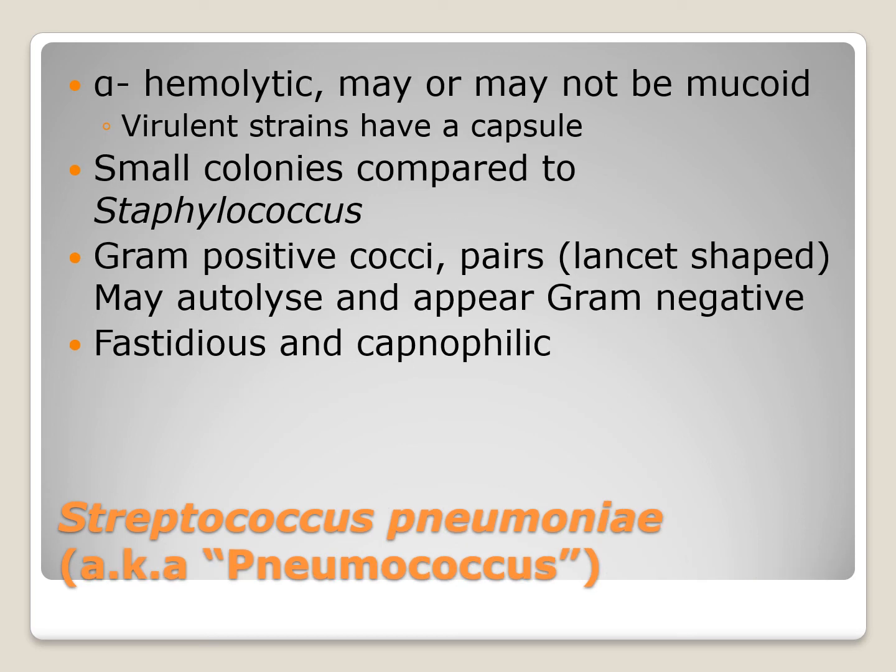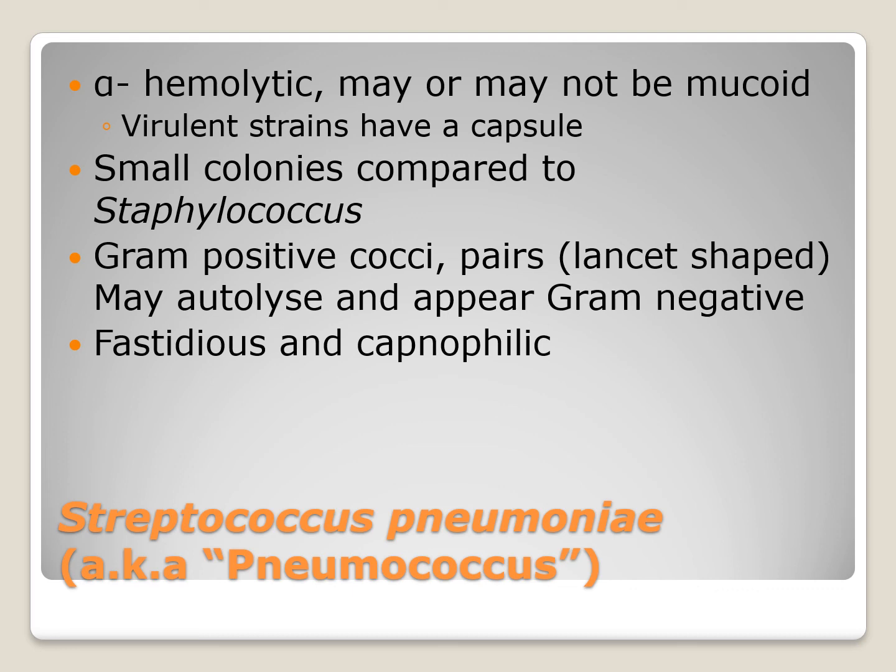Streptococcus pneumoniae is also known as pneumococcus. It's an alpha hemolytic strain of Streptococcus that may or may not be mucoid, but usually the mucoid varieties are more virulent. They're pretty small colonies compared to Staphylococcus, and if you gram stain them, they're going to be gram-positive cocci in pairs, and they're going to be lancet-shaped. And what I mean by that is they're almost diamond-shaped because they start to stretch out. They may autolyse and appear gram-negative because they are so susceptible to autolysing.